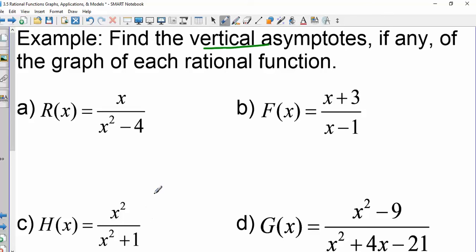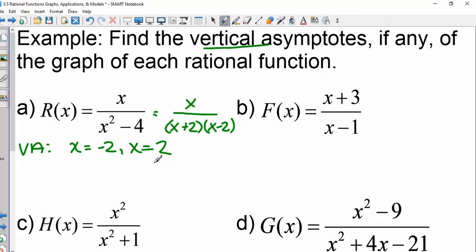This first slide, all I asked for was the vertical asymptotes. So how do we find vertical asymptotes? Look back at what we just talked about. Yeah, it's what makes the bottom 0. Vertical is what makes the bottom 0. So if I were to factor x squared minus 4, that breaks into x plus 2, x minus 2. So my vertical asymptotes, what numbers make the bottom 0? So we have 2 vertical asymptotes.